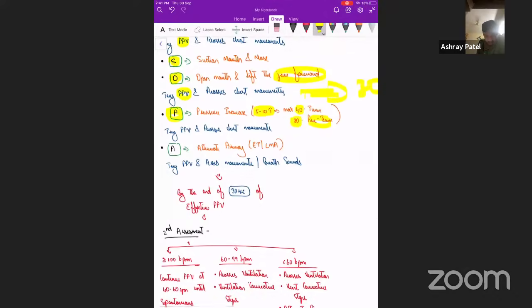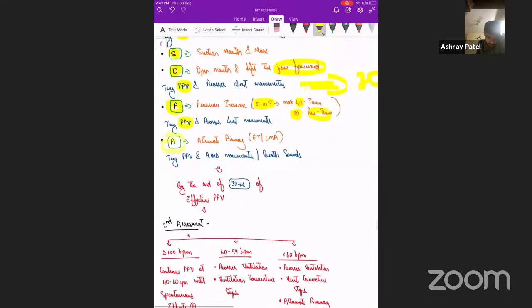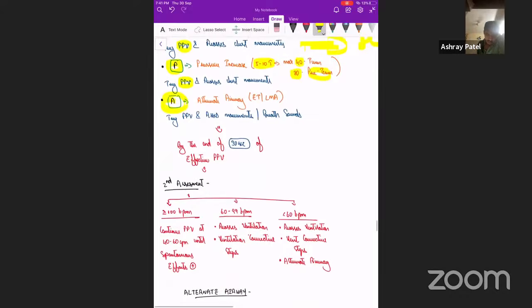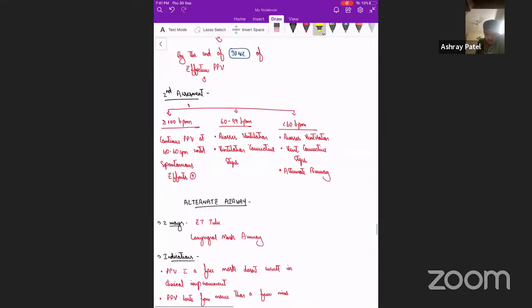Now again repeat the same, try to give, still if the chest is not moving, then we'll have to consider alternate airway. So that is the next topic and we'll deal with it later. So by the end of 30 seconds, if there is effective positive pressure ventilation, that is when we make a second assessment. First one is after 15 seconds. Second one is at the end of 30 seconds of effective positive pressure ventilation. By effective, we mean that there is chest rise.